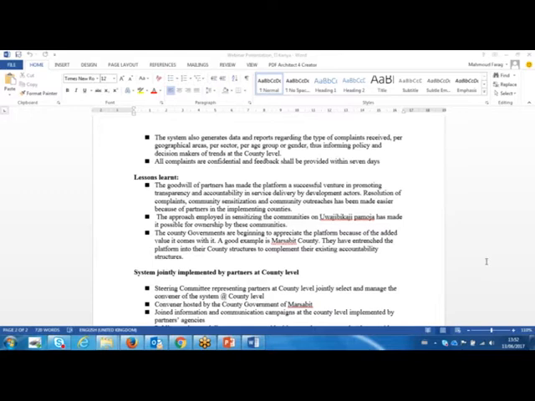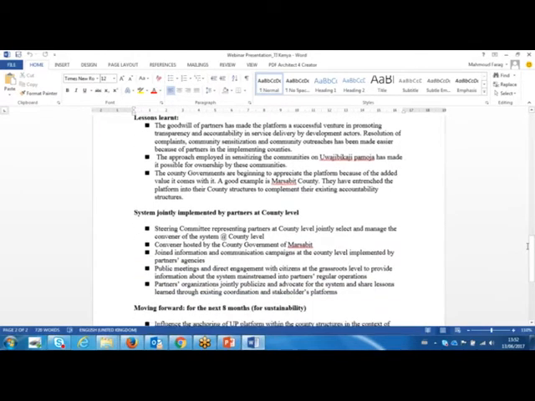Number 2, another lesson learned which is very important as well: the approach employed in sensitizing the communities on Wajibikaji Pamoja has made it possible for ownership by these communities. There is a lot of ownership because immediately after we did a launch in the 4 counties, there has been overwhelming feedback from the community in terms of complaints. They know that this is the platform that gives them the mandate to complain on services that they receive in the community.